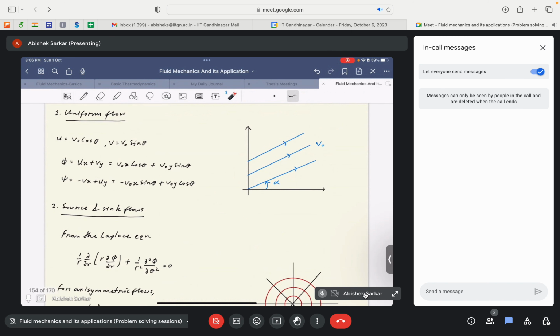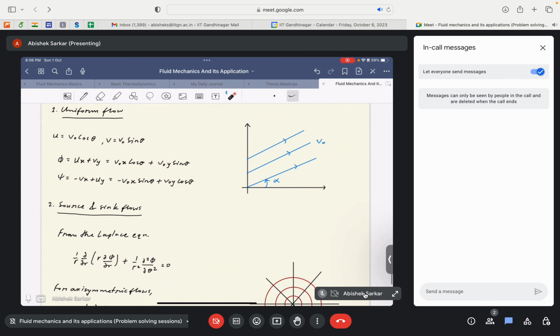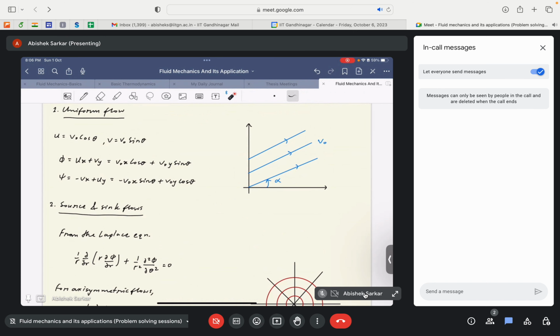So for uniform flow, again, some of these equations are quite simple. You can just see and tell this is valid, but some equations may be a bit complicated, so the derivation may be a bit complicated. I suggest that you go into the lectures again, see the definitions, or refer to any of the standard fluid mechanics books. The derivations will be there. I will not go into the derivations just to save time, because we need to discuss many problems today.